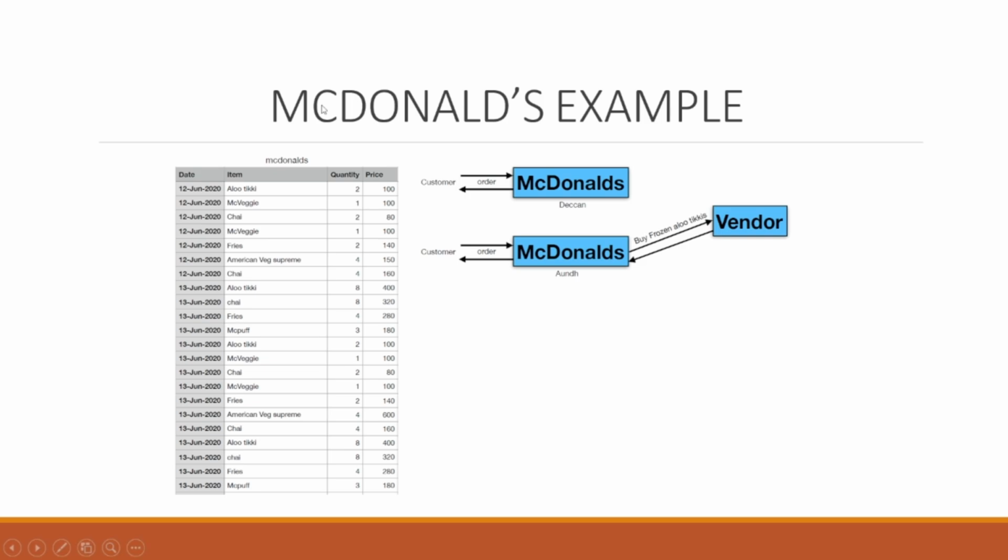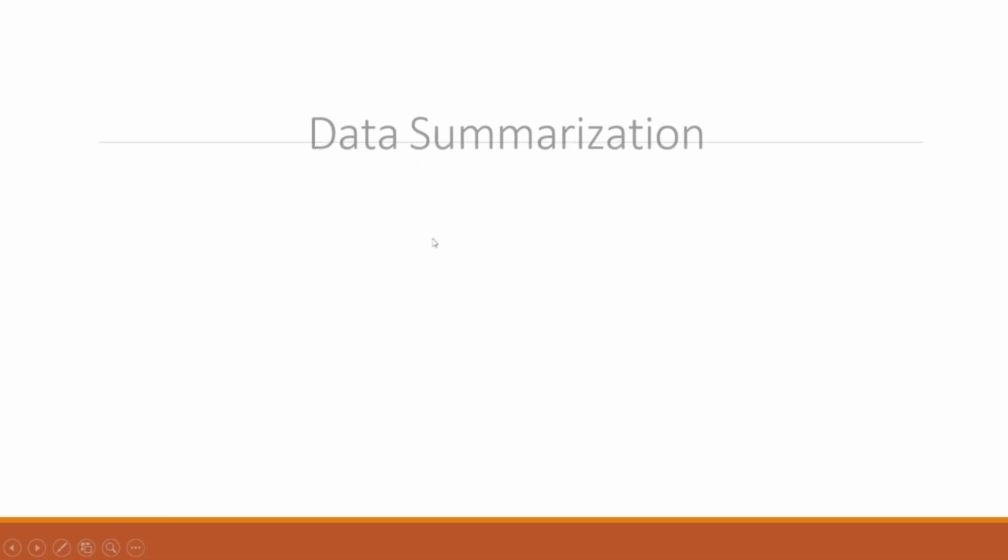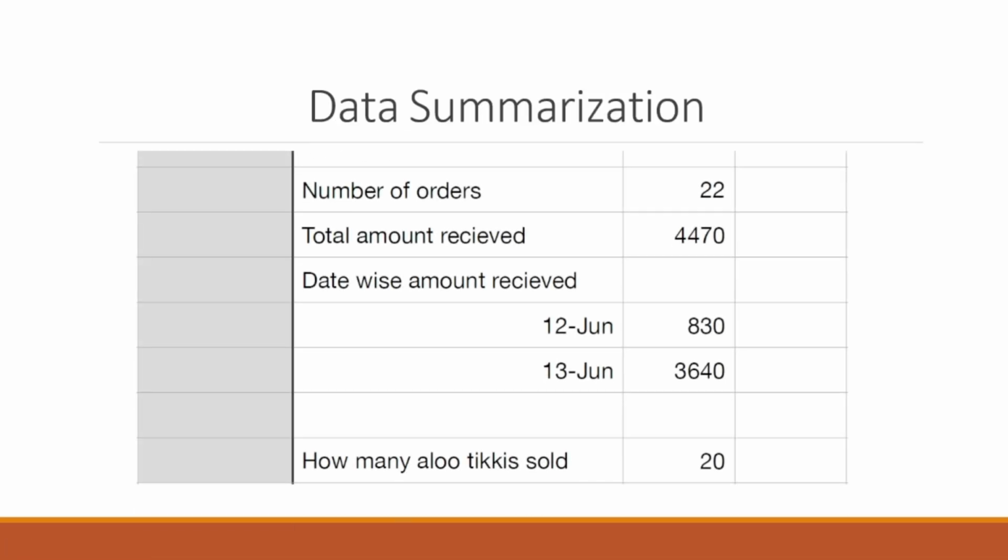Example insight. Now what you can see here, if we go to this summarization part, we have taken number of orders 22, total amount received, 4470. Date wise amount if we see, on 12 June we have a total of 830 amount received, on 13 June 3640 amount is received. How many aloo tikki sold? So total 20 aloo tikki sold, so it means only two categories are different, but 20 items or 20 orders for all aloo tikkis are there.